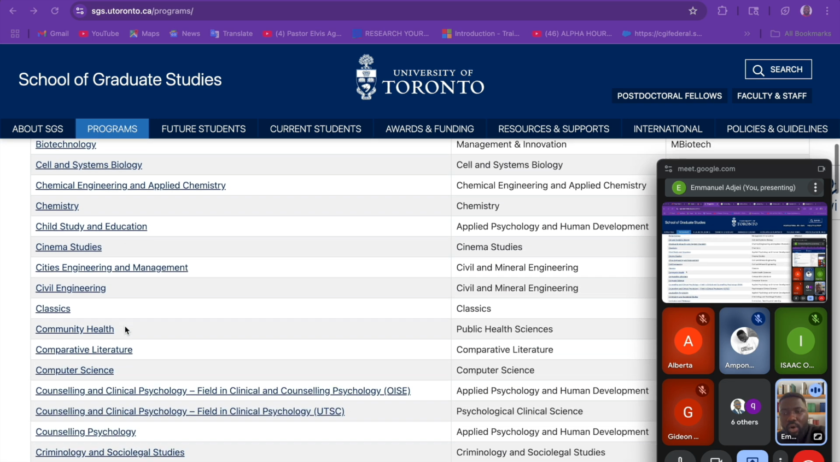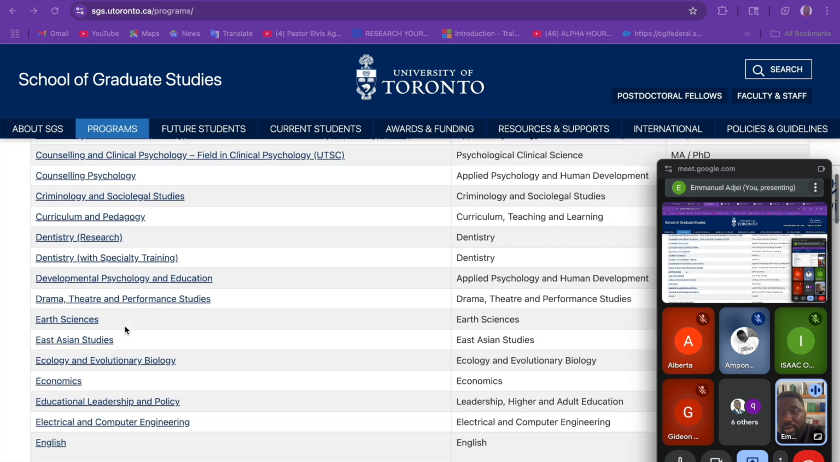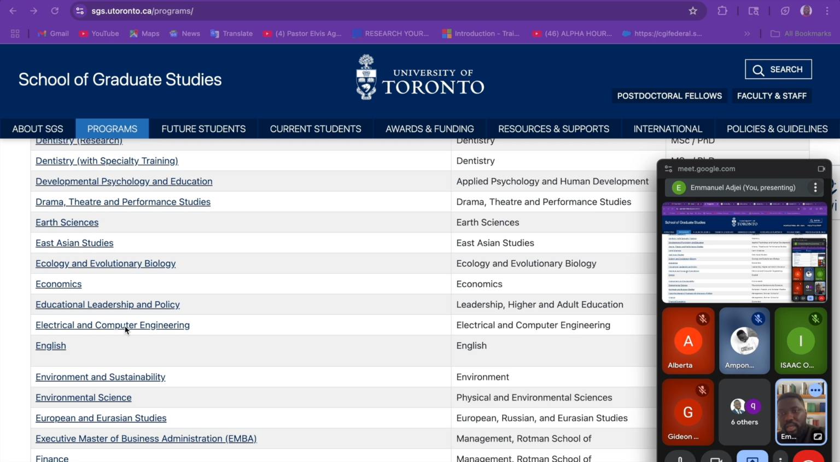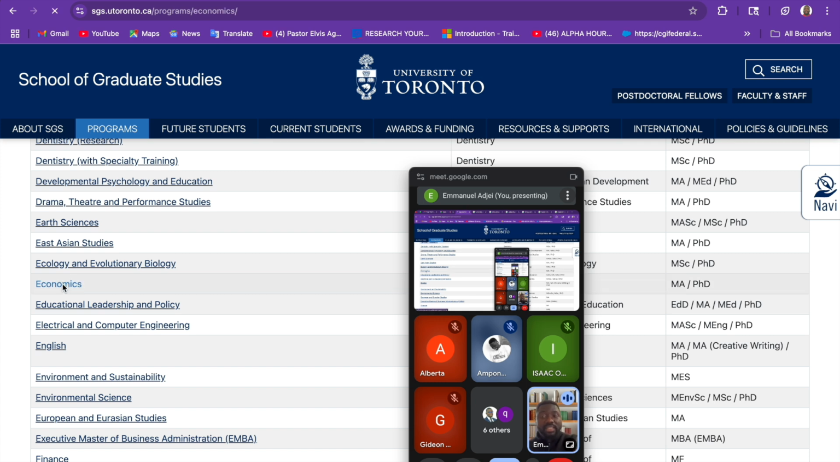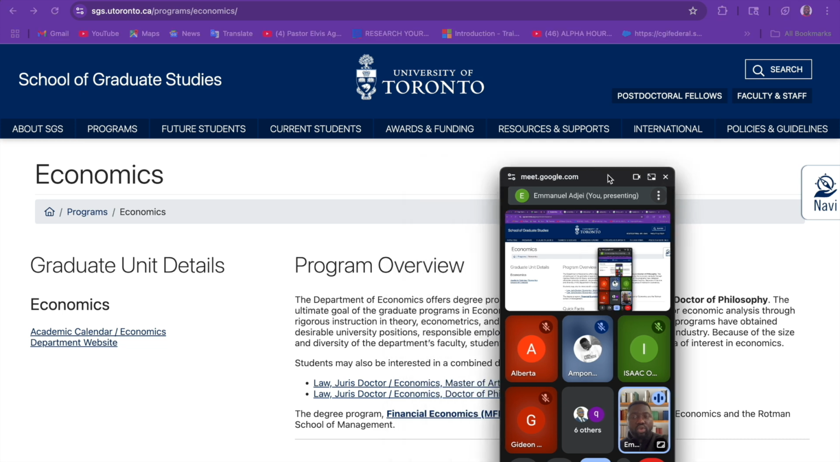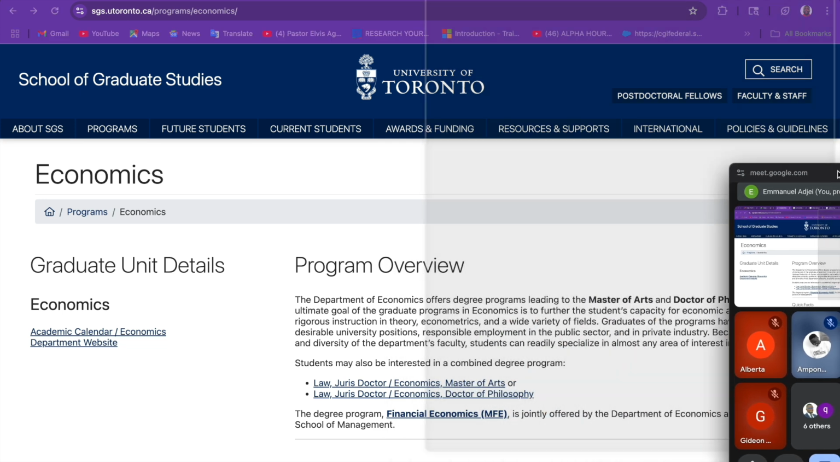Then I'm going through all the way down there. I'm always interested in economics. So I'm going for economics. I'm going to check whether economics has the program type that I'm looking for. So economics right here, it has MA and PhD. Then English has MA, PhD. So I'm interested in any of this. Let me go to economics. This is how you navigate a university's website. So you go in there. This is economics.